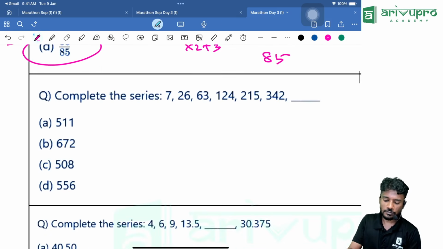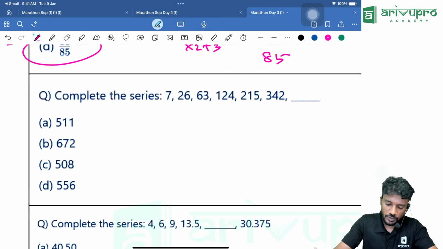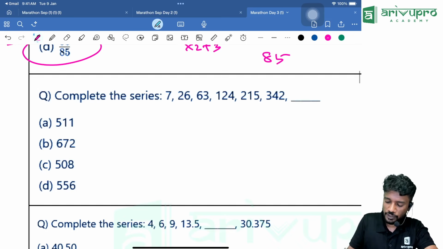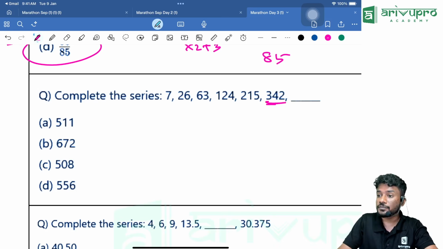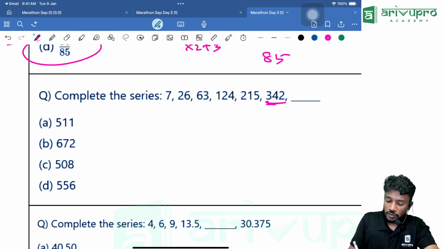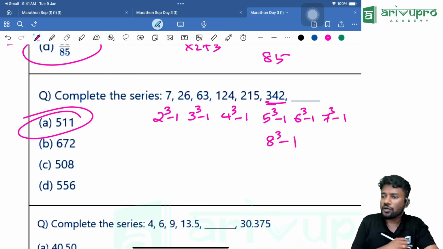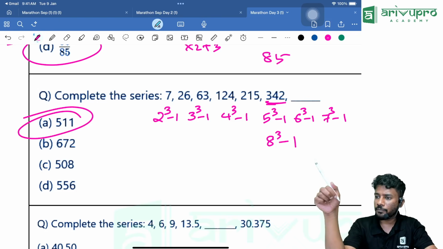Next one. Complete the series: 7, 26, 63, 124, 215, 342. What is the pattern? Sir, you can take the difference. Or can I say 2 cube minus 1, 3 cube minus 1, 4 cube minus 1, 5 cube minus 1, 6 cube minus 1, 7 cube minus 1, finally 8 cube minus 1. What is the answer? 511. Did you get that answer?